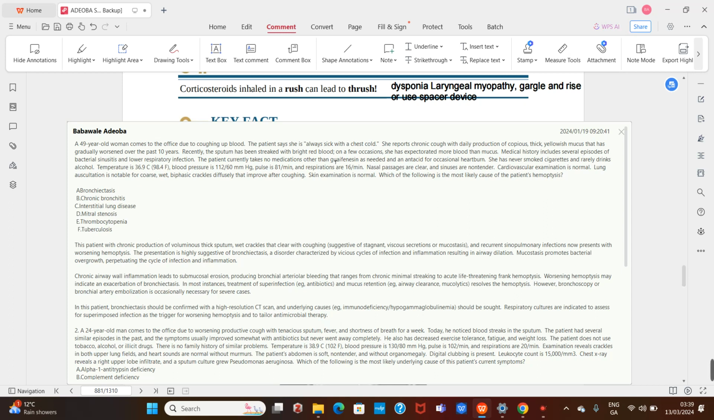Medical history includes several episodes of bacterial sinusitis and lower respiratory tract infection. The patient currently takes no medication other than guanfacine as needed and an antacid for occasional heartburn. She has never smoked cigarettes and rarely drinks alcohol. Temperature is 36.9, blood pressure is 112, pulse 81, respiratory rate 16. The nasal passages are clear, the sinuses are non-tender. Cardiovascular examination is normal. Lung auscultation is notable for coarse, wet biphasic crackles diffusely that improve after coughing. Skin examination is normal. Which of the following is the most likely cause of this patient's hemoptysis?